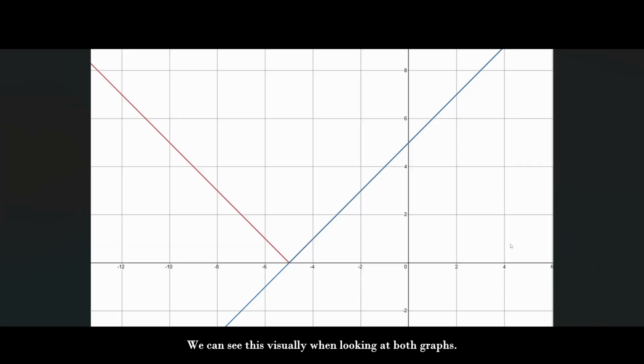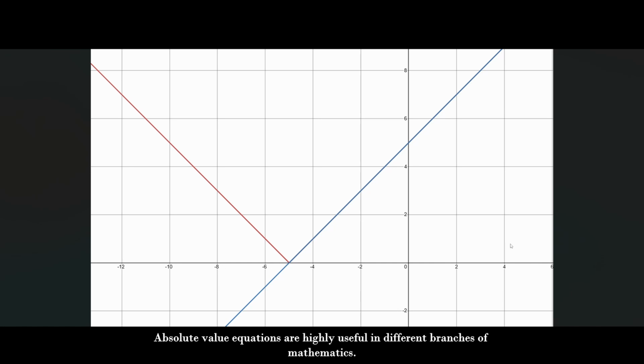We can see this visually when looking at both graphs. I have the blue graph on top. That is x plus 5. The red graph, which on the right side is underneath the blue one, is the absolute value of x plus 5. Notice that when we get to x equals negative 5 and above, both graphs overlap. Thus, the absolute value of x plus 5 equals x plus 5 only when x is greater than or equal to negative 5.